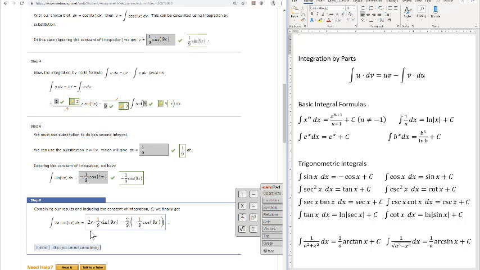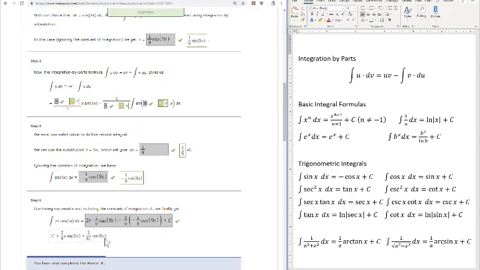Okay, so that's u times v minus the integral of v du. So the integral of v is this thing. du is 2, and there was dx in there, but we took the integral already. So we'll just put a plus c, and that should be it.